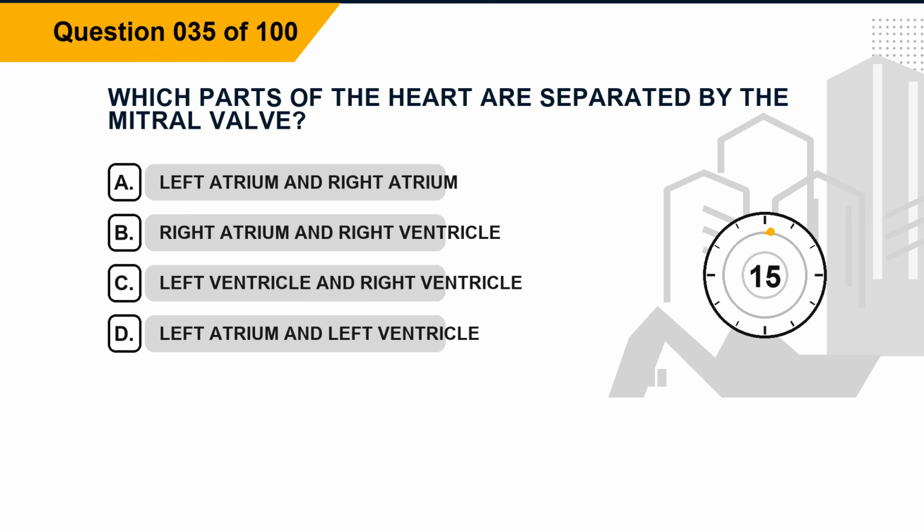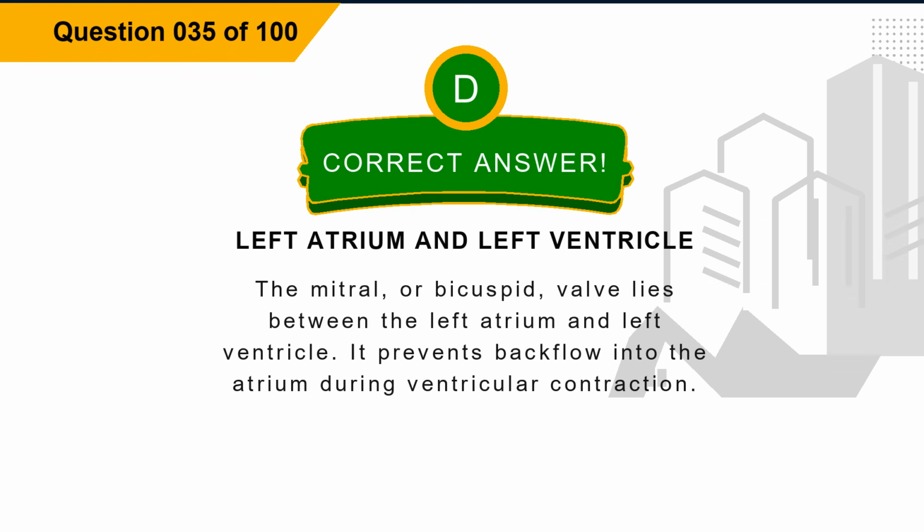Question 35. Which parts of the heart are separated by the mitral valve? Option A, left atrium and right atrium. Option B, right atrium and right ventricle. Option C, left ventricle and right ventricle. Option D, left atrium and left ventricle. The correct answer is option D, left atrium and left ventricle.